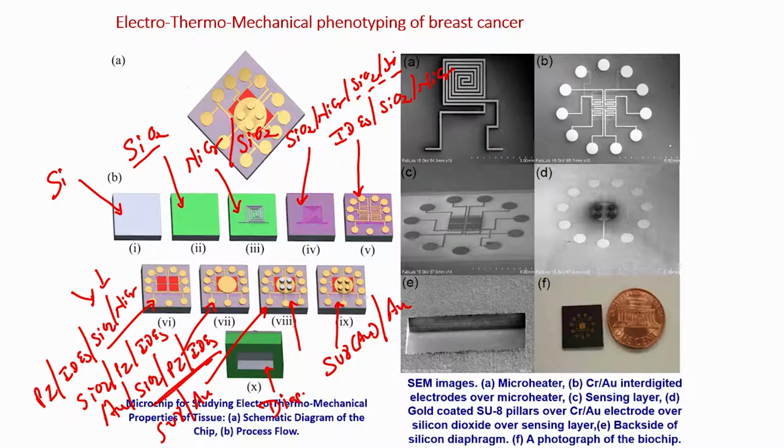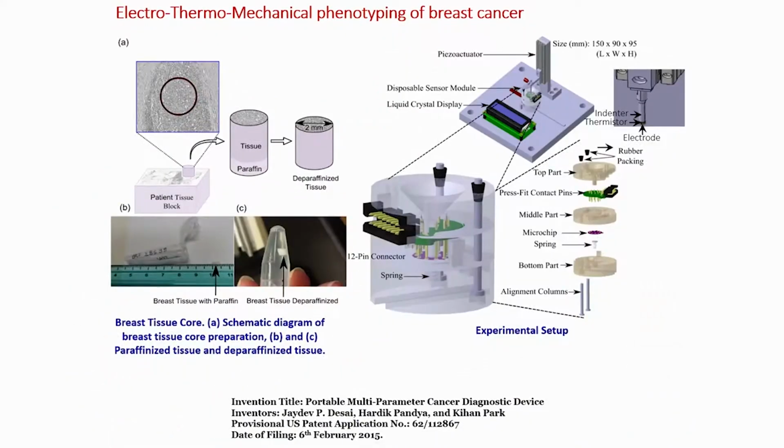So, this is the process flow for creating a chip that can measure the electrical, thermal and mechanical properties of a tissue. We will show it to you in one of the lab classes, how to paraffinize and deparaffinize the tissue. When you get the tissue, generally it is covered with wax, and this is called a patient tissue box or block, and then this tissue is taken out. You can see the paraffin, you have to remove the paraffin, and then this is your deparaffinized tissue. You can see here the paraffinized tissue versus the deparaffinized tissue.